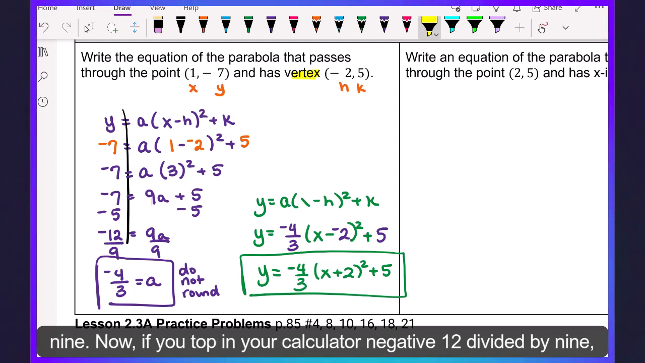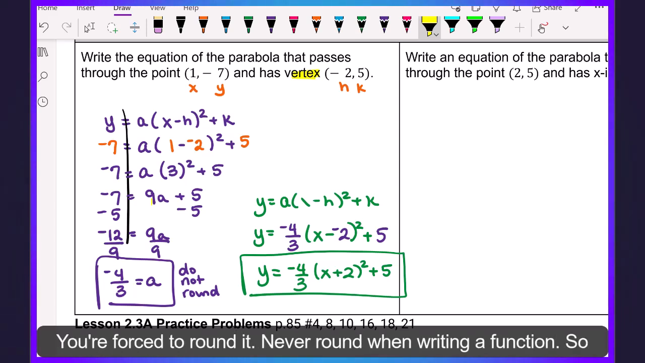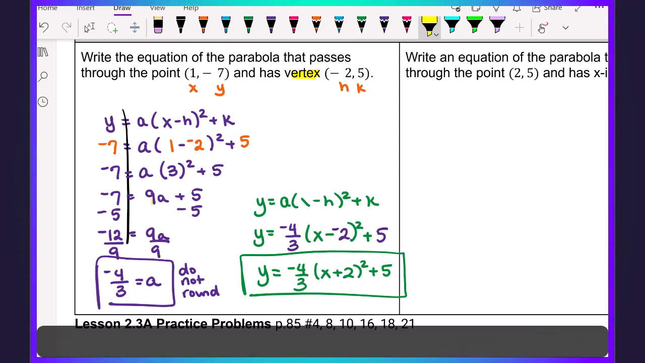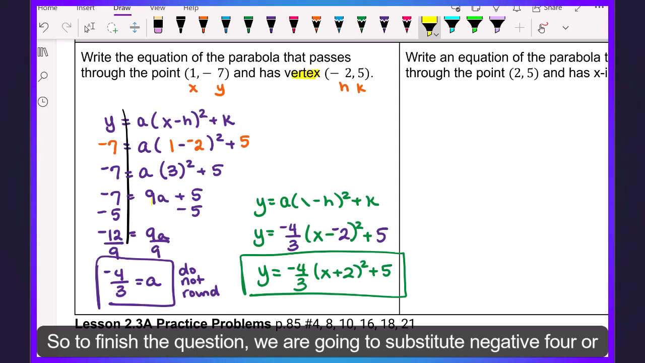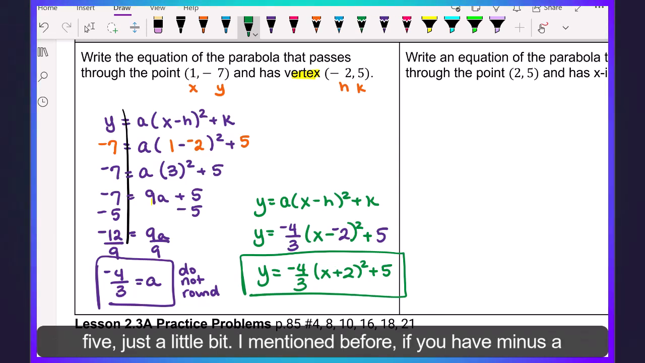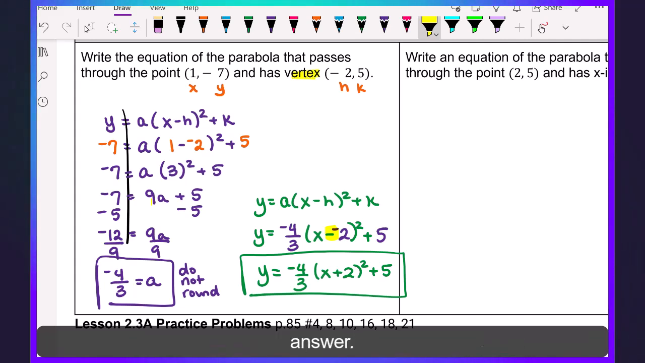Now if you type in your calculator -12 divided by 9, you get a repeating decimal. You cannot write a repeating decimal, you're forced to round it. Never round when writing a function, so we're going to leave it as an improper fraction. So to finish the question, we are going to substitute -4/3 for a, -2 for h, +5 for k, and then simplify just a little bit. I mentioned before, if you have minus a negative, change that to plus a positive. And that's your final answer.